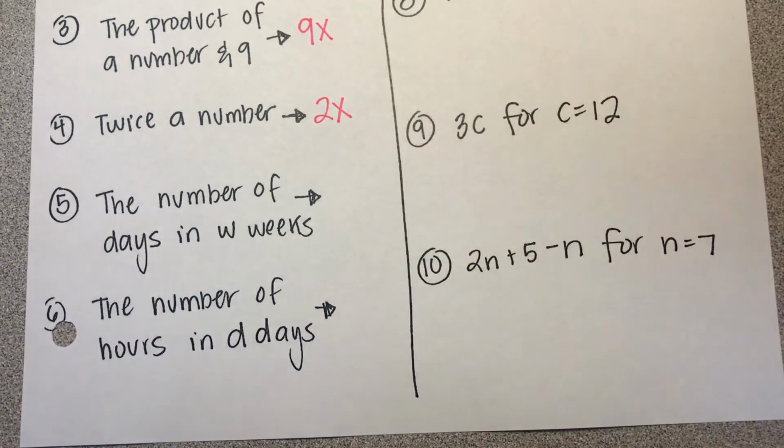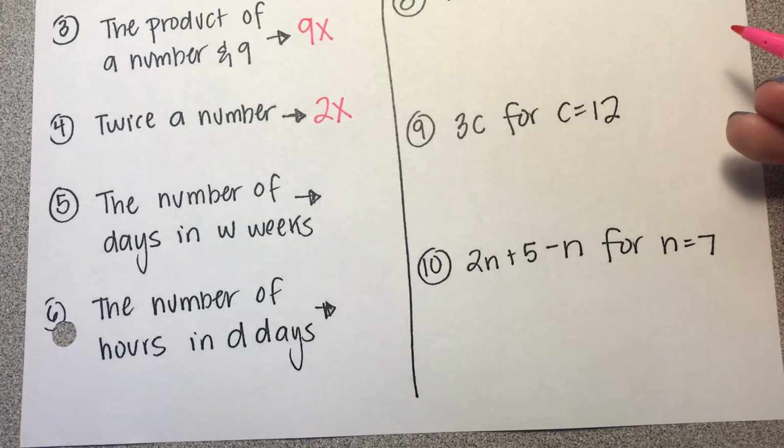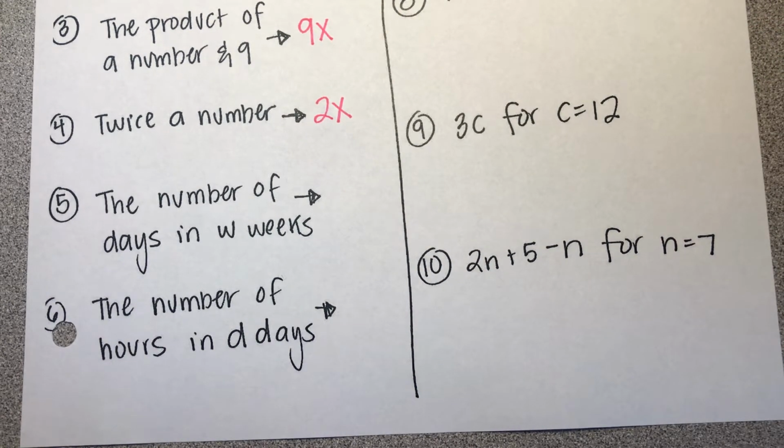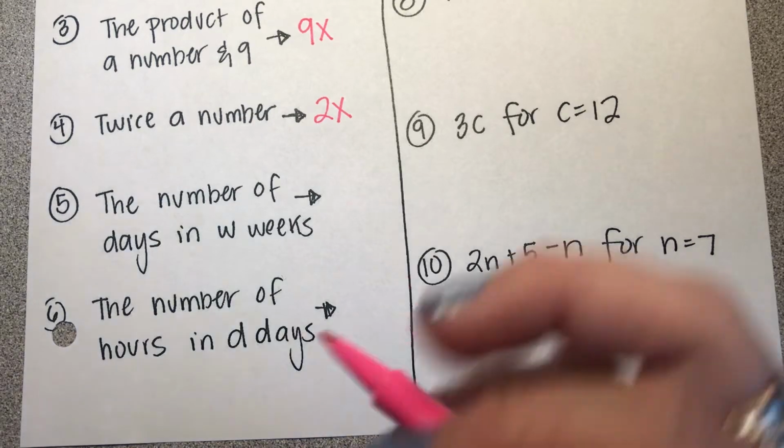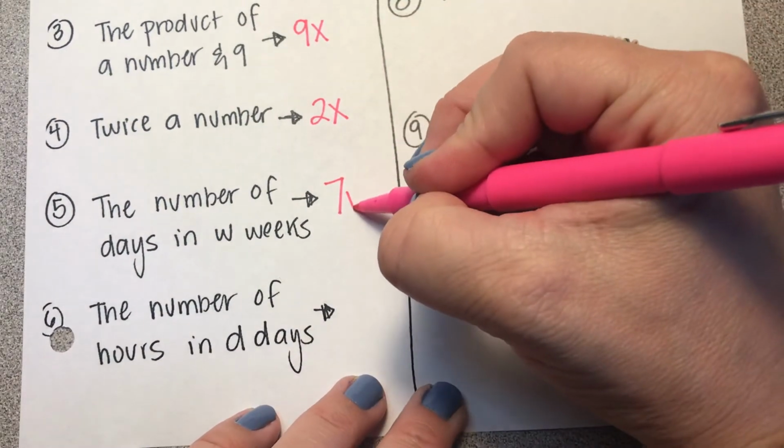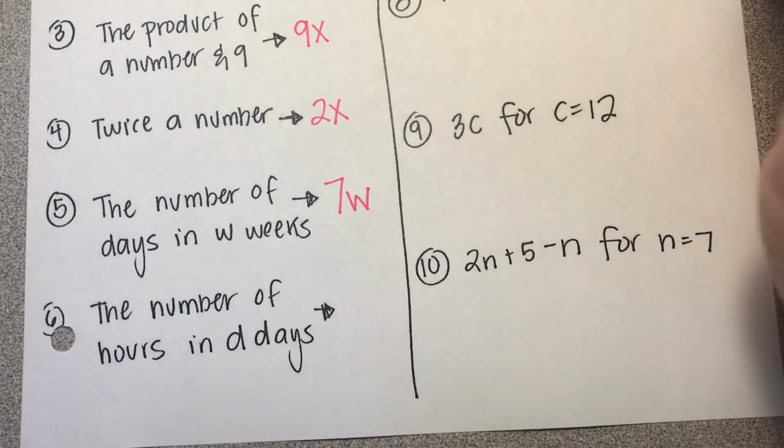Number 5, how would you write an expression that means the number of days in W weeks? Okay, and if you're struggling with it being a variable, think of it as a number. How many days are in 2 weeks? 2 times 7. How many days are in 5 weeks? 5 times 7. So how many days are in W weeks? W times 7. Right? 7 days times the number of weeks.